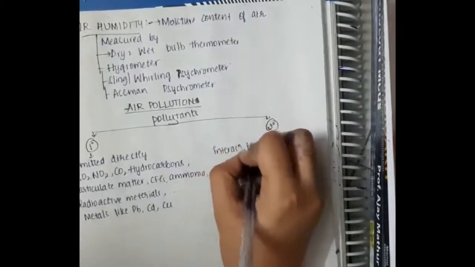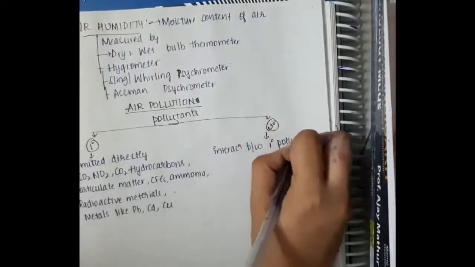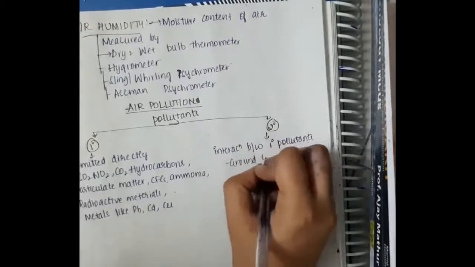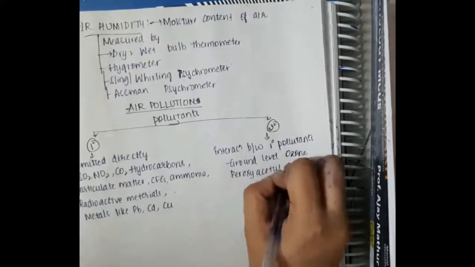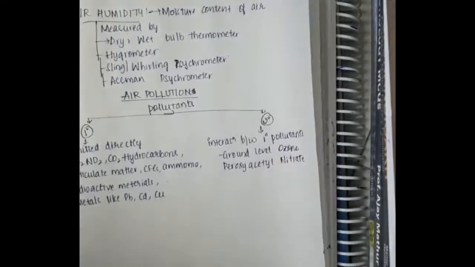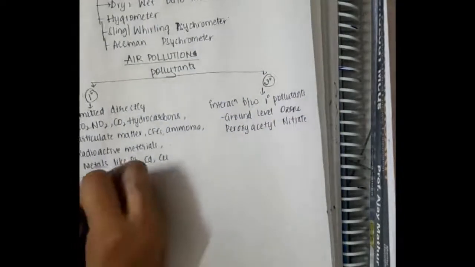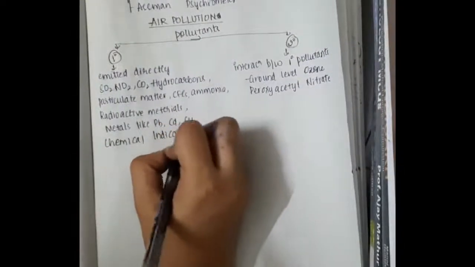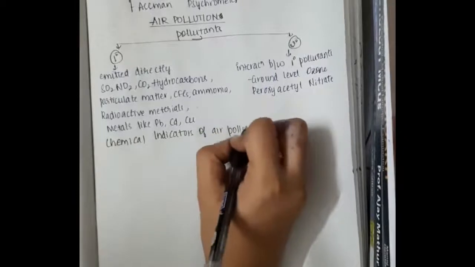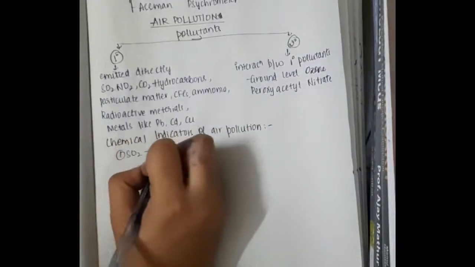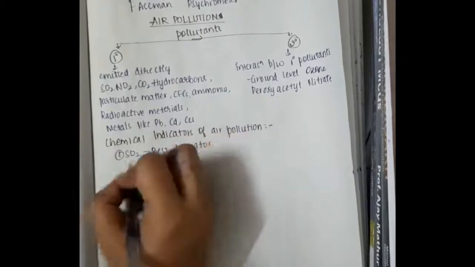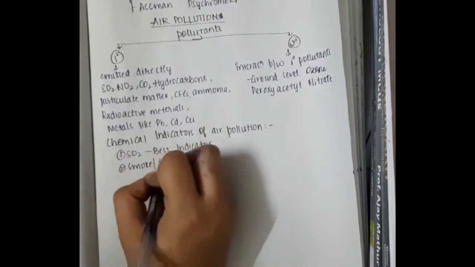Secondary pollutants arise from interaction between primary pollutants. Ground level ozone and peroxyacetyl nitrate are secondary pollutants. Then we have important points about chemical indicators of air pollution. First, sulfur dioxide is the best indicator of air pollution.